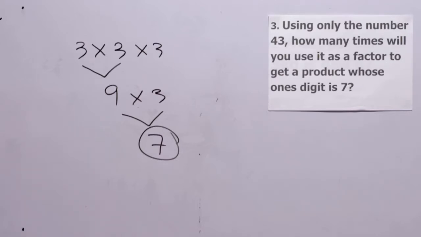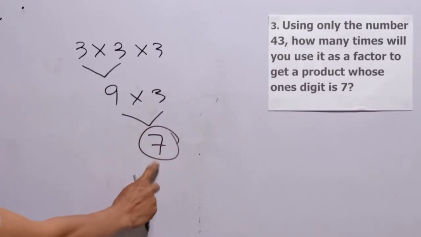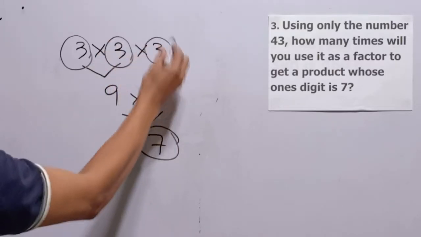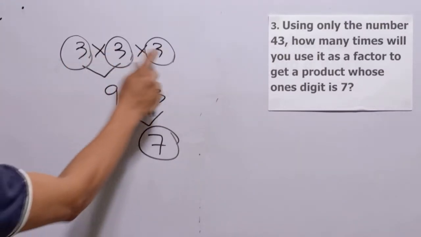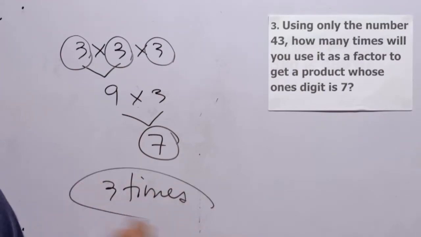So how many times will you use 43 as a factor to get ones digit 7? If you notice, I used three 3s, right? So the answer is 3 times. We have 1, 2, 3. So our answer is 3 times.